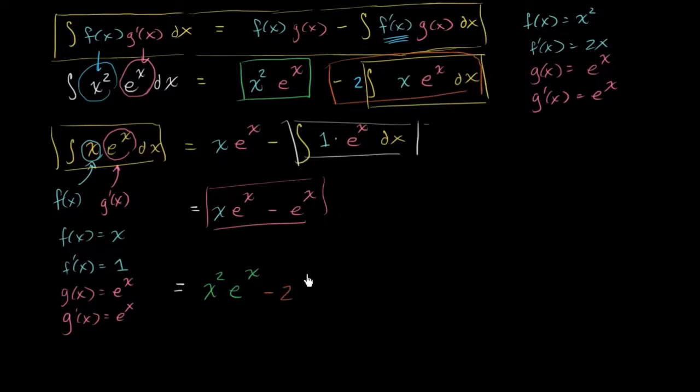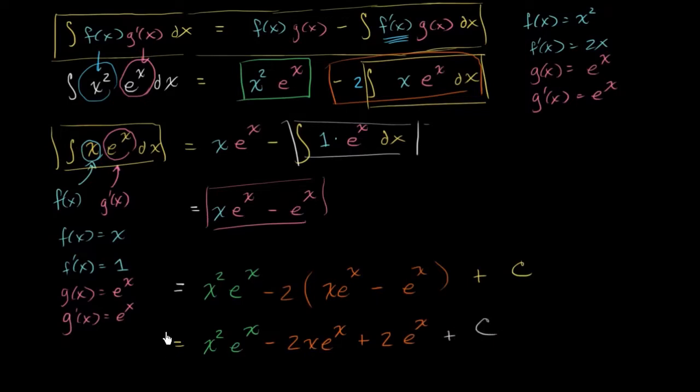So minus 2 times, well, this antiderivative we just figured out is this, minus 2 times x e to the x minus e to the x. And if we want, now is a good time to put our plus c. And of course, we can simplify this. This is equal to x squared e to the x. Distribute the negative 2. You get minus 2x e to the x plus 2 e to the x. And then finally, plus c. And we're done.